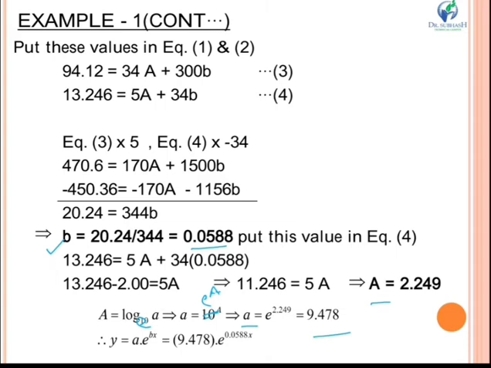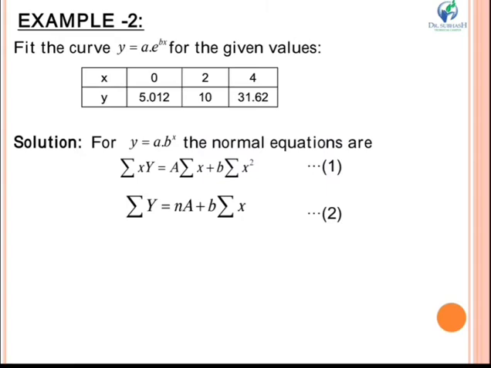Now I will put these values of small a and small b in our given curve y equal to a into e raised to bx. So this is our required solution for the given exponential curve. Let us take one more similar example. Here n is equal to 3. Only 3 values are given to us.